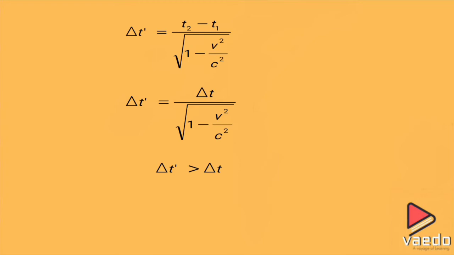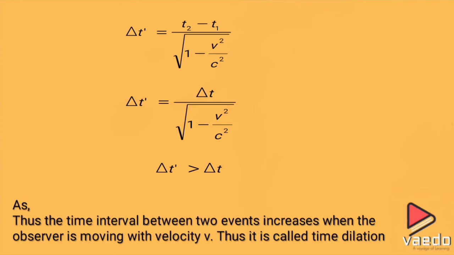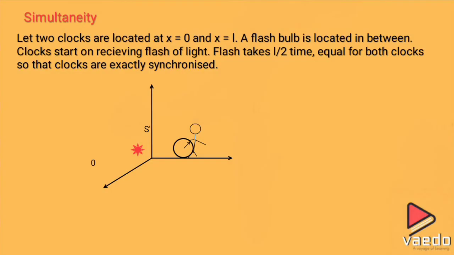So you can conclude that the interval of time is actually different for two frames of reference if there is some velocity between them. So this is a very interesting result. For a moving frame of reference, the time is delayed, and this phenomenon is known as time dilation. Next we have the other important application of special relativity, which is about our common perception of simultaneity.